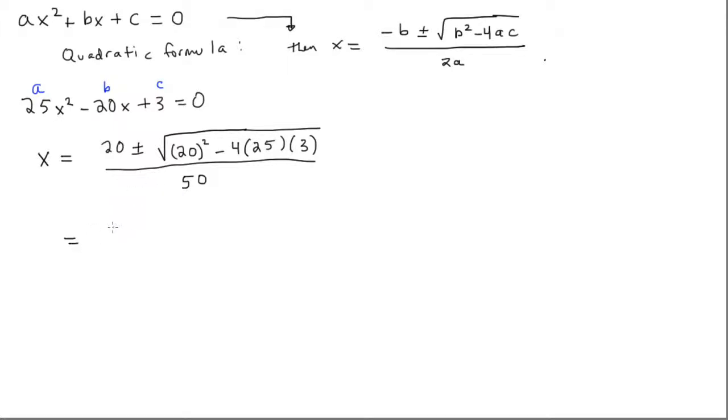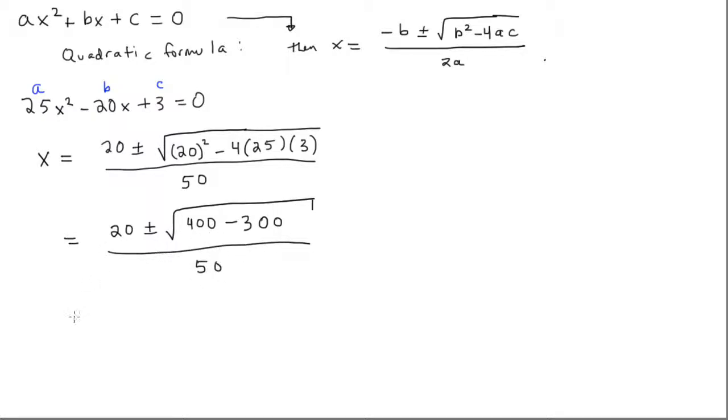Okay, now we need to do the arithmetic. So 20 plus or minus the square root of, well, 20 squared we said was 400, and that's pretty easy to do in your head. And then this product here, 4 times 25 is 100, times 3 is 300. So actually the arithmetic wasn't too bad. 50 in the denominator. And then 400 minus 300 is 100, so we have 20 plus or minus the square root of 100, all divided by 50.